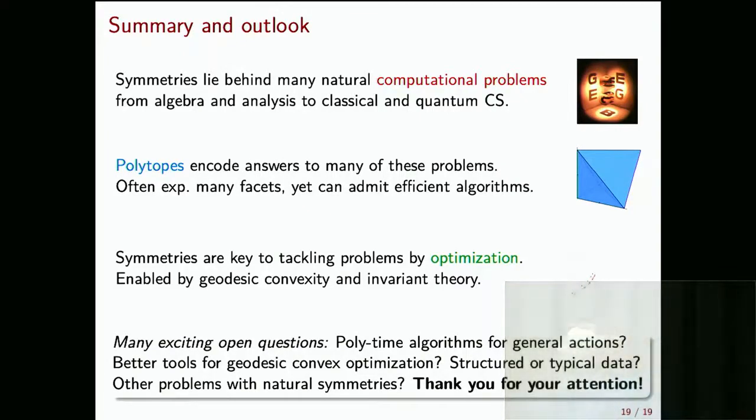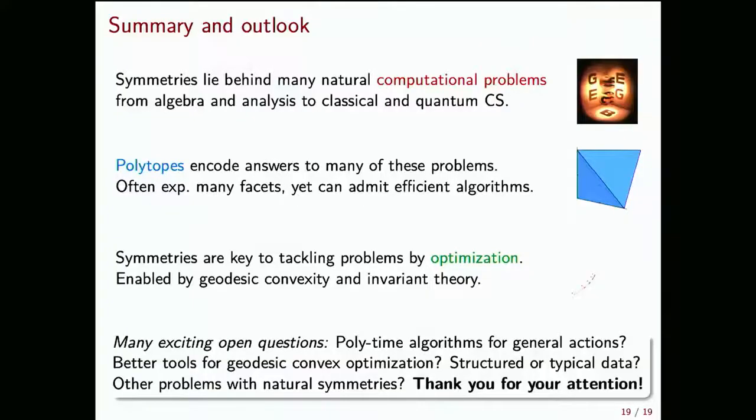So what I want to communicate is three things. So one is that behind problems from algebra and analysis, and ones in classical, even quantum computer science, as we saw, sometimes there are polytopes popping up in mysterious ways, polytopes we would like to understand, but that are very complicated to describe directly. So we would like to describe them algorithmically.